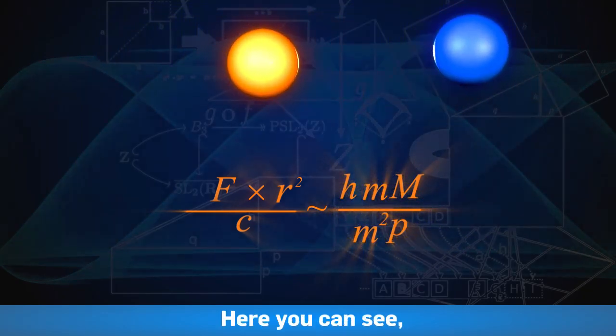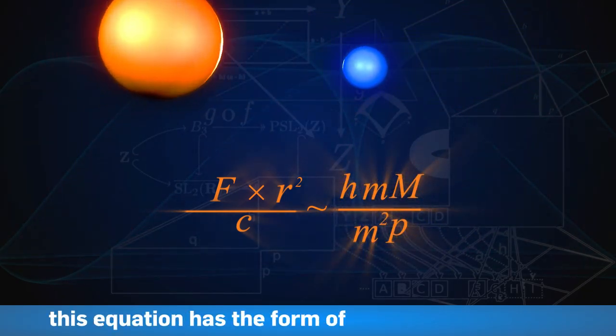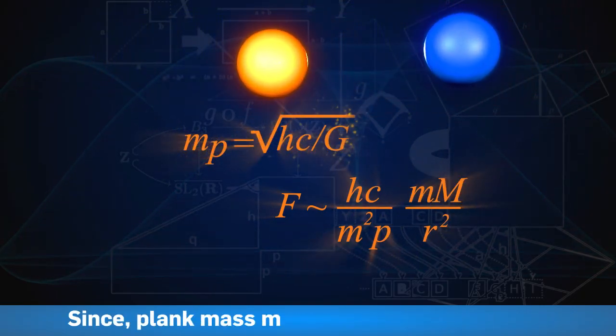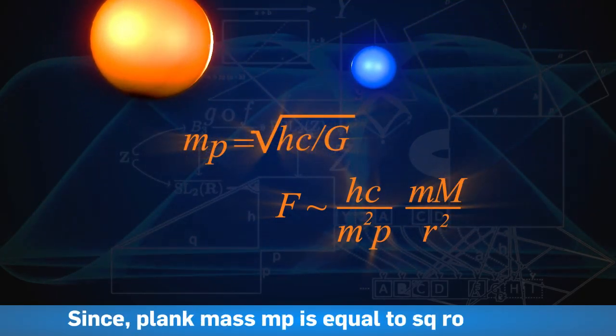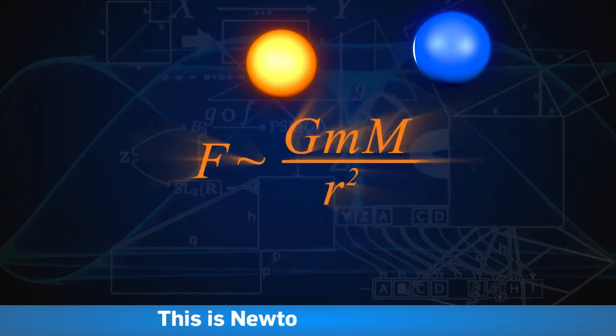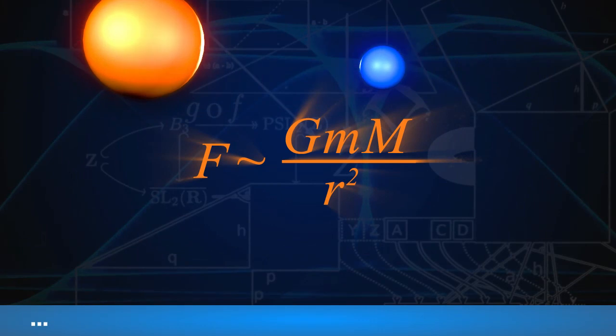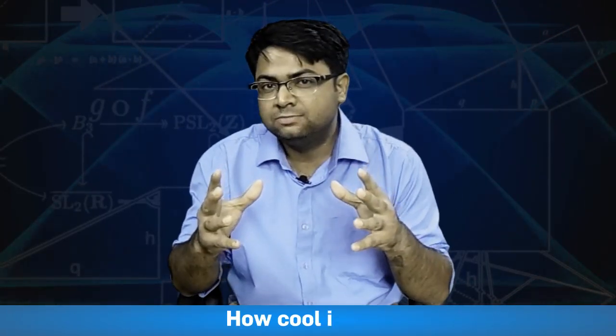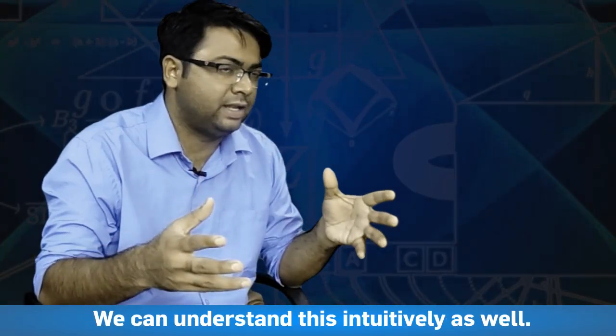Here you can see this equation has the form of Newton's gravity law. Since Planck mass mp is equal to the square root of hc by G, we get this. This is Newton's gravity law derived from seemingly unrelated quantum theory. How cool is that?